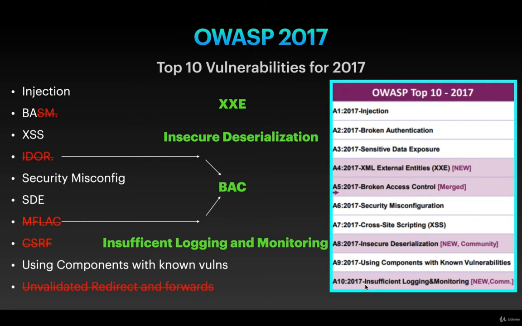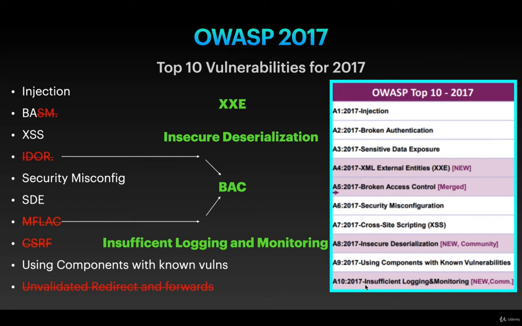Third is XSS. It is still here in 2017. IDOR was there in 2013 but has been removed in 2017. IDOR and missing functional level access control have been merged together into BAC, which is called broken access control. Next one is security misconfiguration. Next is sensitive data exposure. CSRF has been removed from 2017, and in its place insufficient logging and monitoring has been added.